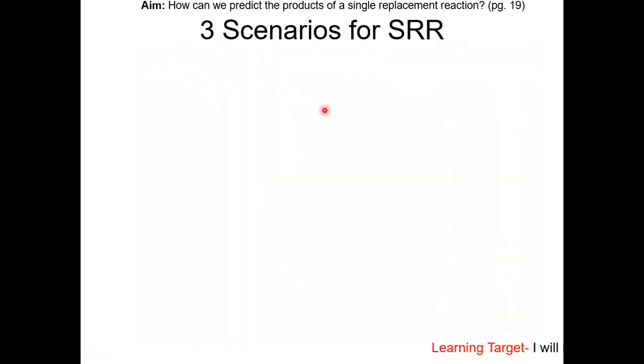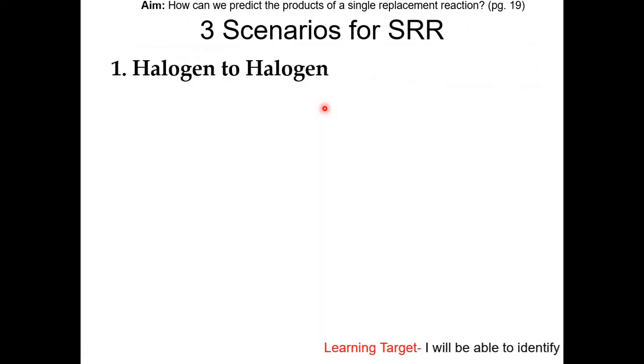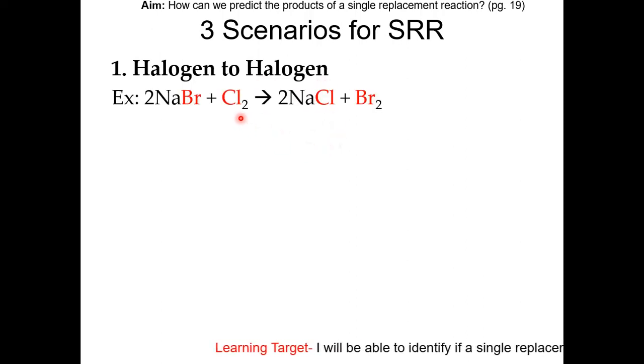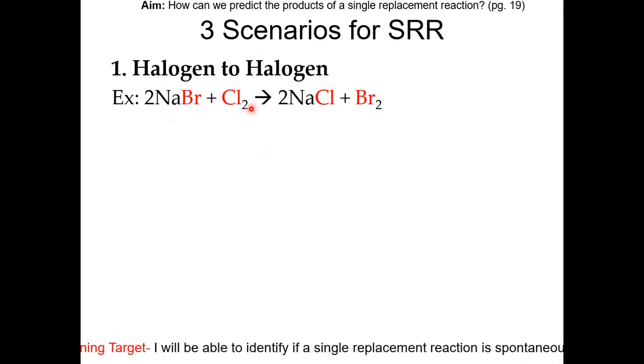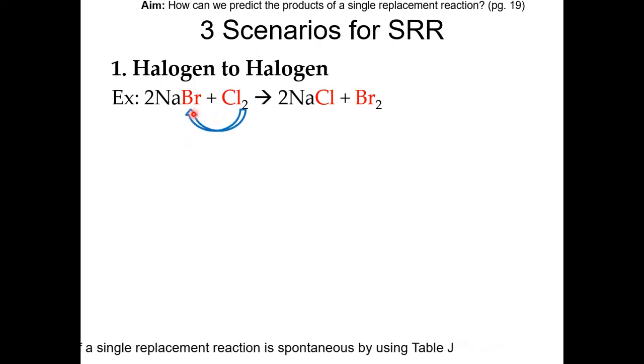There are 3 scenarios for single replacement reaction. The first scenario is halogen to halogen. Halogen is a group 17 element. In this chemical equation, I highlighted the halogen as red. Here we have sodium bromide reacting with chlorine to form sodium chloride and bromine. As you can see from this chemical equation, Cl is replacing the Br. So why does Cl replace Br but not Na?